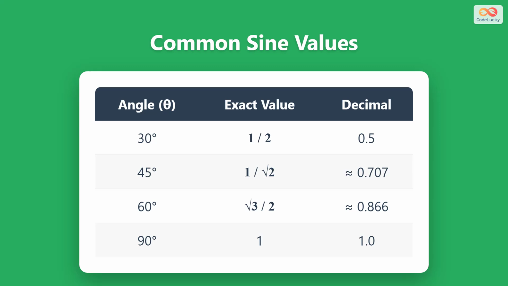There are some standard angles you will see often in geometry. For 30 degrees, the sine is exactly 0.5. For 45 degrees, it is about 0.707. And for 60 degrees, it is about 0.866. At 90 degrees, the sine value is 1.